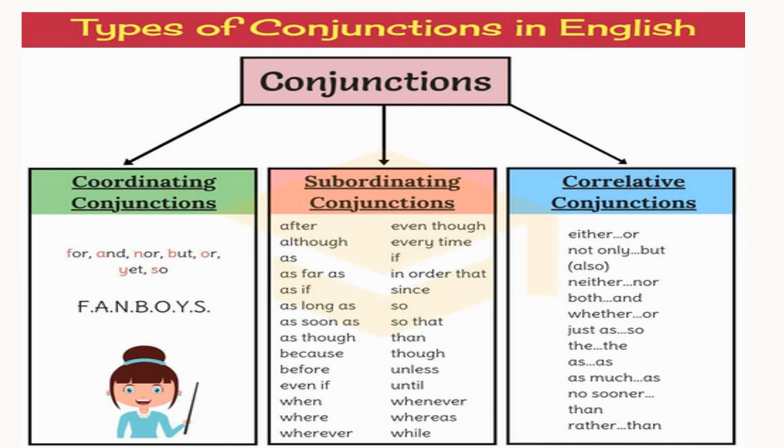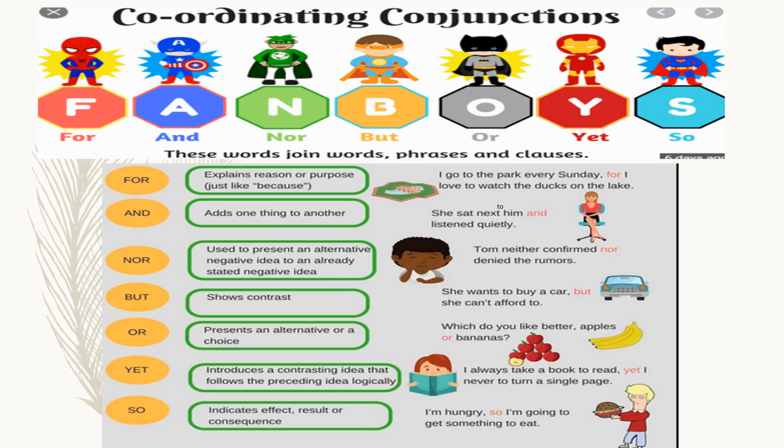So the conjunctions are divided into three parts here. As you can see in the image, I've given you examples for all kinds of conjunctions that we use in our daily life to form a sentence. Now let's have a look at the coordinating conjunctions. Coordinating conjunctions are the words that join phrases and clauses, as I told you earlier.